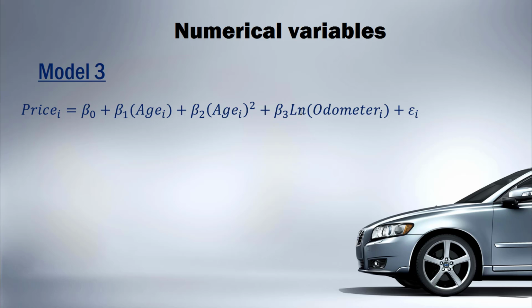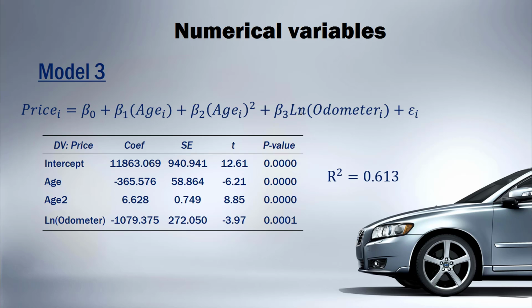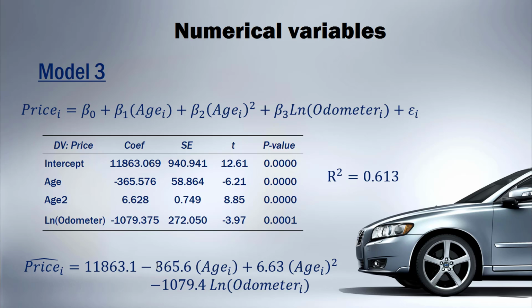So let's see what would happen when we run this regression using Microsoft Excel. This becomes our output. The R-squared, again, it goes up a little bit, which is a good sign. And looking at the significance of each of the variables here, age, age squared, and the log of odometer, you can see that the p-values are all very, very low, indicating these 3 variables are significant. And looking at the estimated equation, we can see that the signs at least match up with what we might expect from those variables.